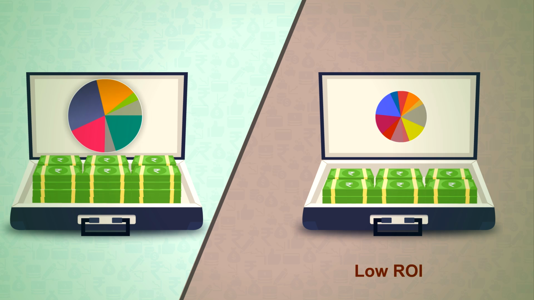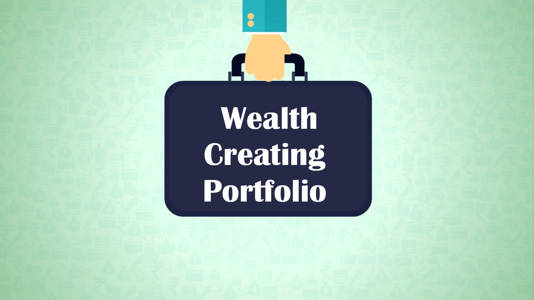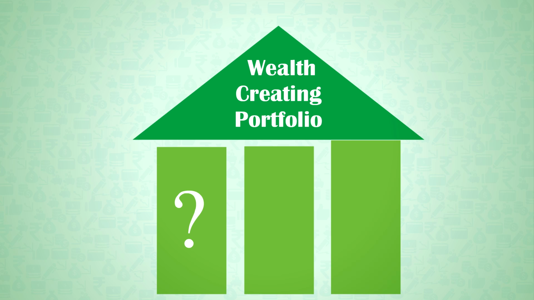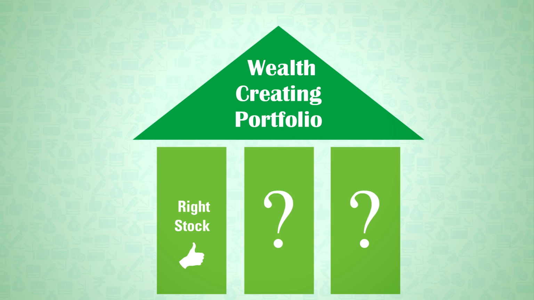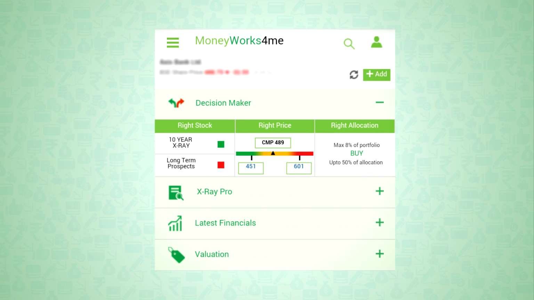As mutual fund managers end up churning their portfolio very often, they are unable to deliver great returns. So, how do you build a wealth-creating portfolio without taking risks? It starts by asking three questions. 1. Which are the right stocks to invest in? 2. What is the right price? And 3. What is the right allocation for each stock? With Moneyworks4me, you can answer these confidently just by looking at the decision maker.